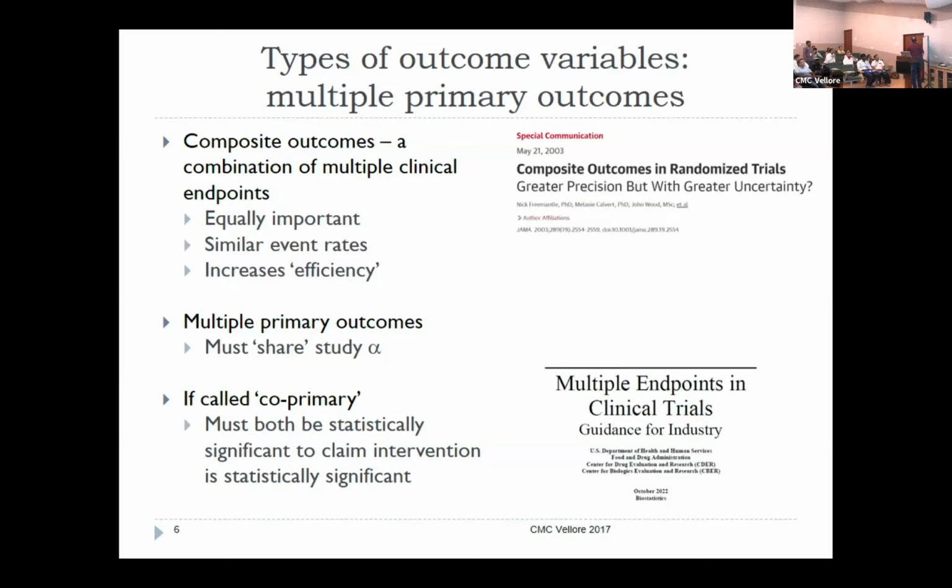So let's take a simple example, right? Suppose I have two outcomes. We have two primary outcomes. And so I cannot do 0.05 and 0.05, right? Because then I've increased my type 1 error by having two tests that are usually correlated.